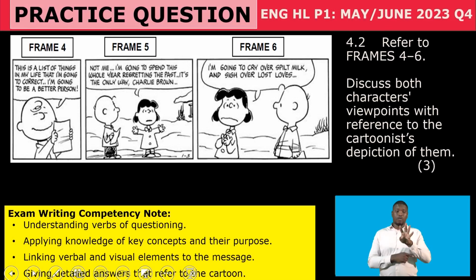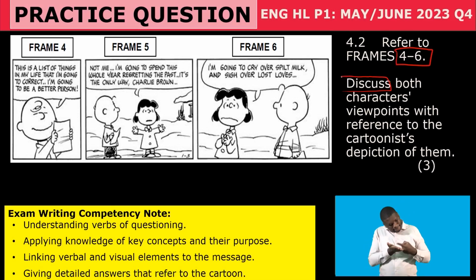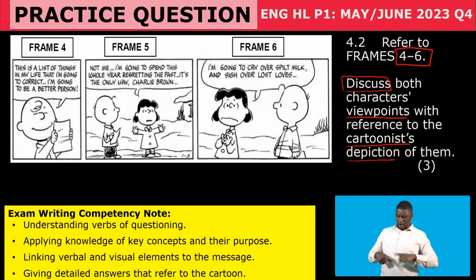Then question 4.2 says, refer to frames 4 to 6, so that includes frame 5 as well. Discuss is my verb of questioning both characters' viewpoints with reference to the cartoonist's depiction of them. How the cartoonist shows them and how does that show us their viewpoints. So again, we've looked at this frame. "This is my list of things in my life that I'm going to correct. I'm going to be a better person."